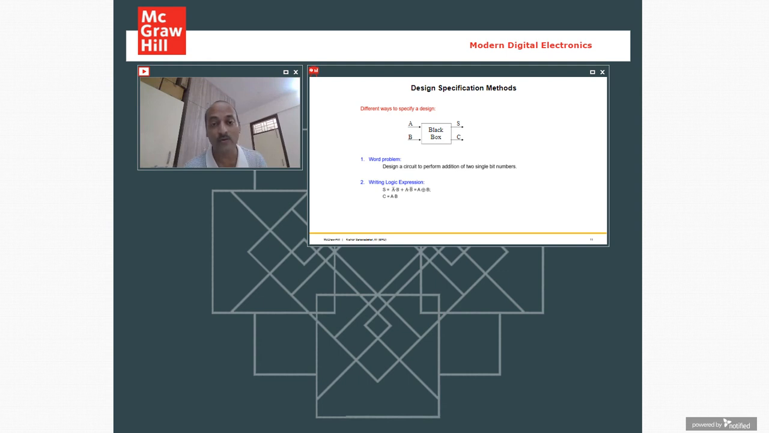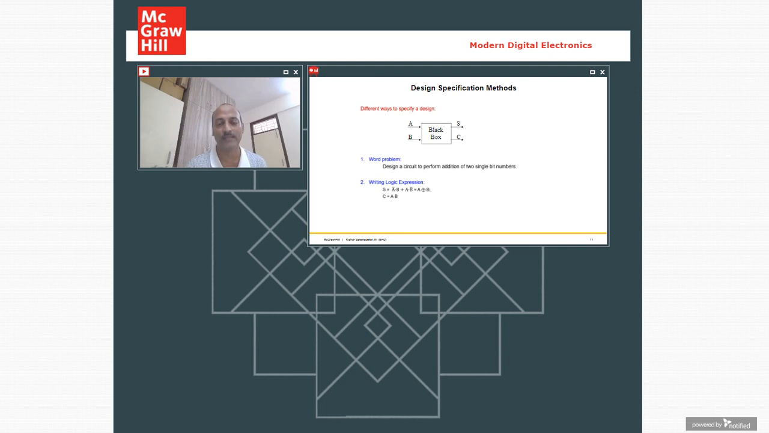So the goal of our course is to design such a black box after understanding the basic components. Usually in practice, in commercial products, all the specifications are given as word problems. Very rarely do they come in terms of algorithms. So we need to understand what the expressions are, and how to get that particular functionality. The other way of defining a circuit is writing some logical expressions.